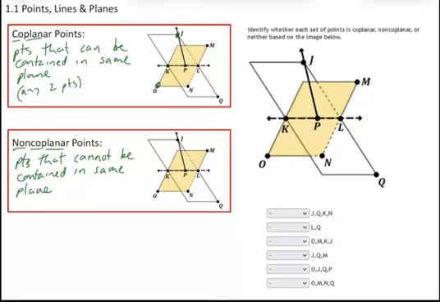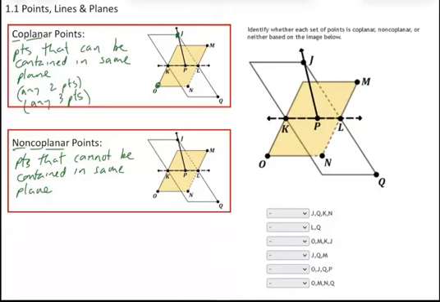The same is true for any 3 points. If you take any 3 points in space, you can form a triangle with them. So if we were to take J, O, and M, that triangle could then be extended infinitely in all directions and form a plane. A triangle is a planar figure. So any 3 points in space, wherever they might fall, would also be considered coplanar.